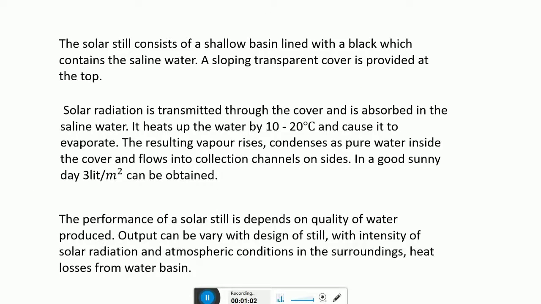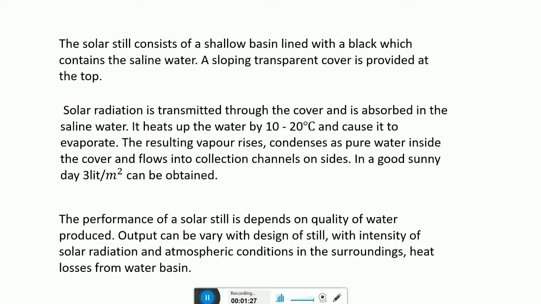It consists of a shallow basin lined with black color which contains the saline water. A sloping transparent cover is provided at the top because the distilled water can then be easily collected. So the transparent covers are in a sloping position.